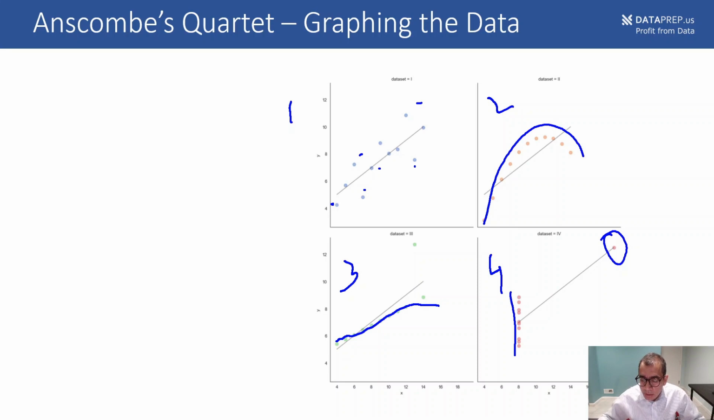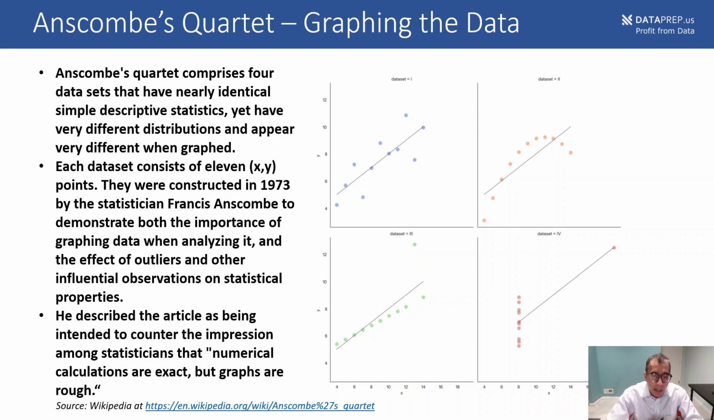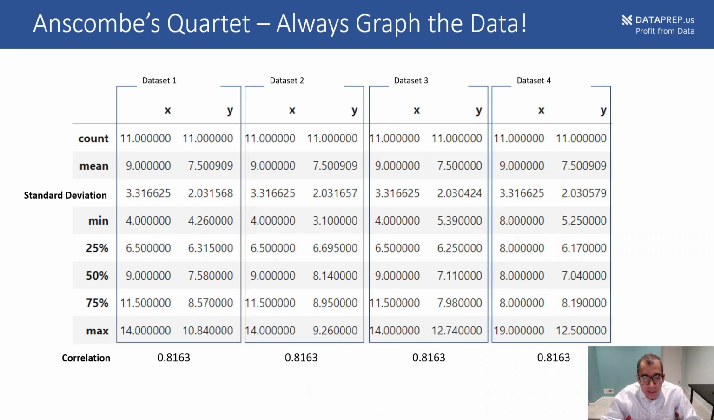However, the way these data points are constructed, if you were to calculate their descriptive statistics, you will find them to be completely identical. This data set is called Anscombe's quartet, named after the statistician who created them. Each one of these data sets has 11 data points, and the purpose why Mr. Anscombe created them is he wanted to counter the impression that numerical calculations are exact, but graphs are rough. When we graph the data, we see the differences between these distributions.